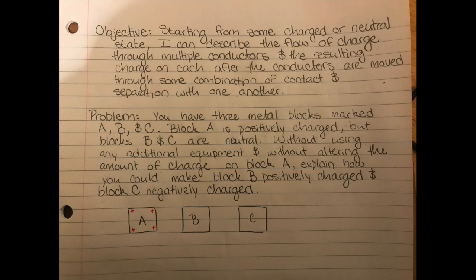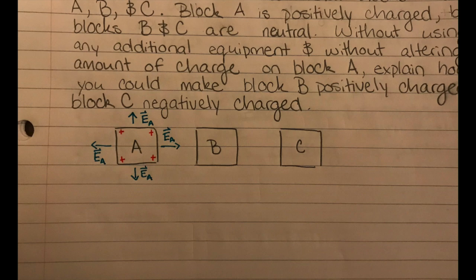Well, first, we're going to ask ourselves, what effect does the positively charged block have on the other two blocks? As block A is charged, block A will create an electric field, and because its charge is positive, we know that the electric field it's creating is pointing away from it in all directions. Although for our purposes, we can disregard everything besides its effect on the blocks to the right.